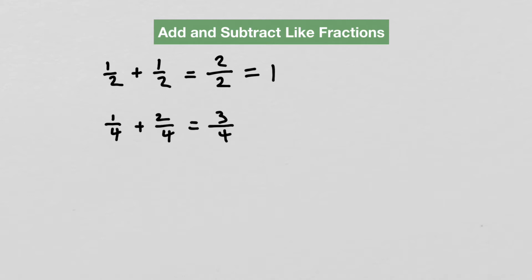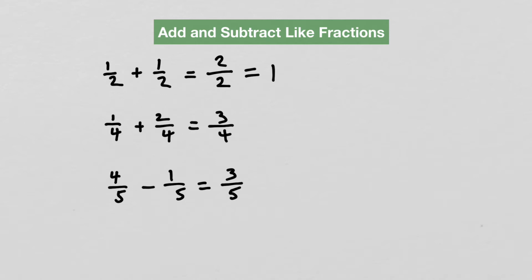Okay, now let's move on to subtraction. Let's suppose we have 4/5 minus 1/5. Okay, similar to the addition, we keep the denominator 5 in this case, since both fractions have the denominator 5, and all we do is subtract the numerator. So it would be 4 minus 1, which is equal to 3.